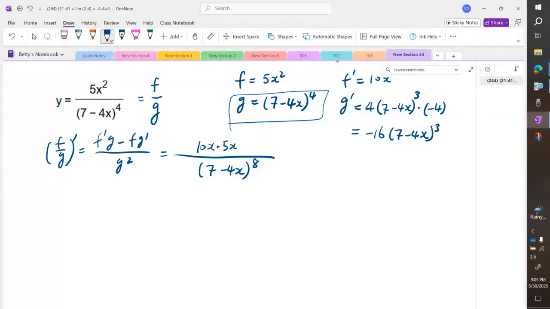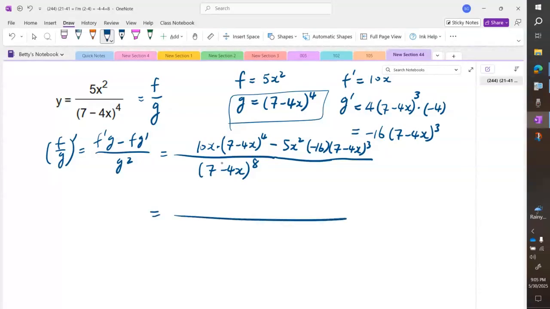G is 7 minus 4x to the power of 4th. F prime g minus f g prime. F g prime, which is negative 16, times (7 minus 4x) to the power of 3. And then we are going to simplify the numerator.